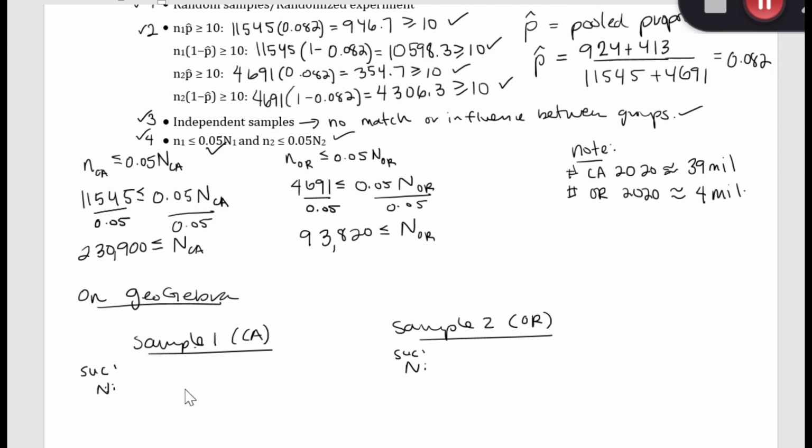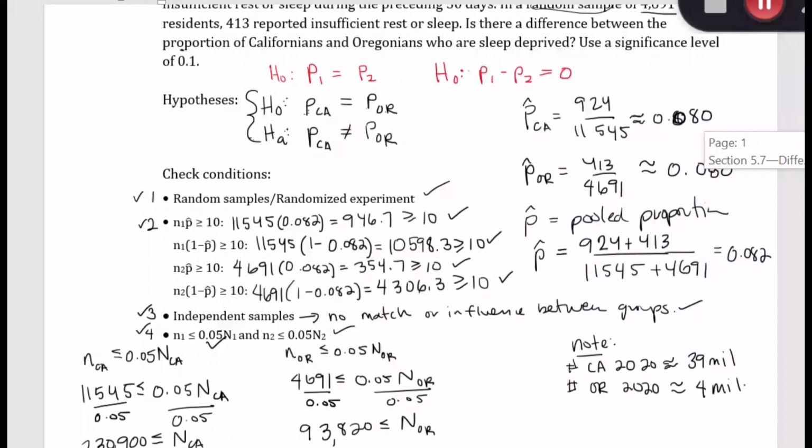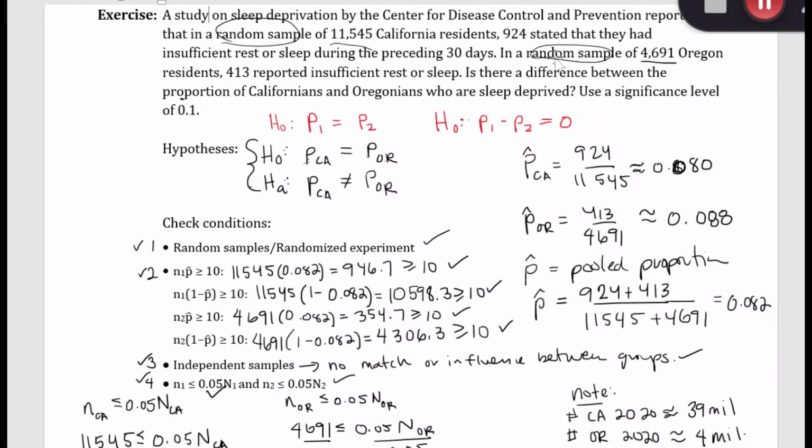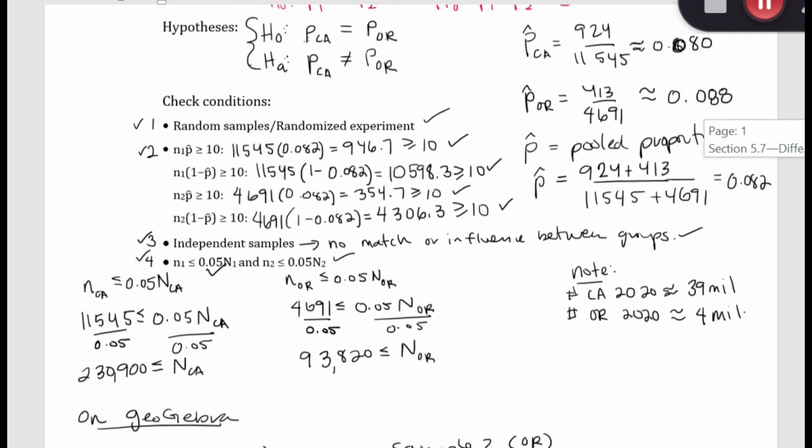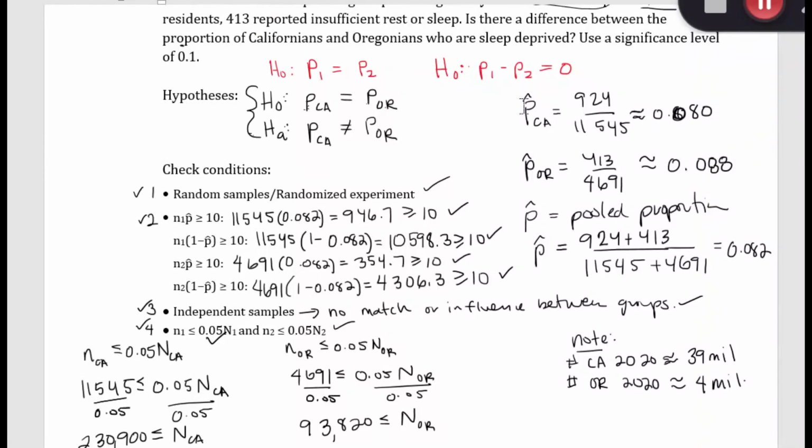The number of successes in our California sample, those who were sleep deprived, those who had the characteristic that we were looking for, is 924, over our sample size of 11,545. You can look over at the very beginning of the video, where I made this P hat California. I said these are going to be our evidence, to give enough evidence or not enough evidence that there actually was a difference between these 2 proportions.